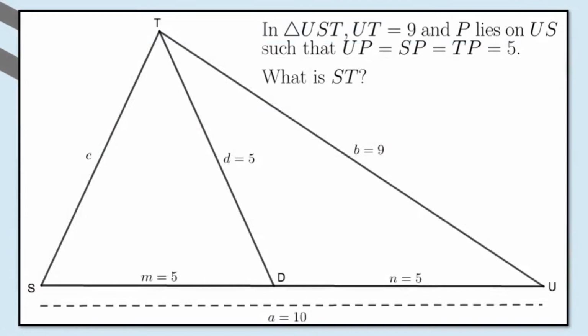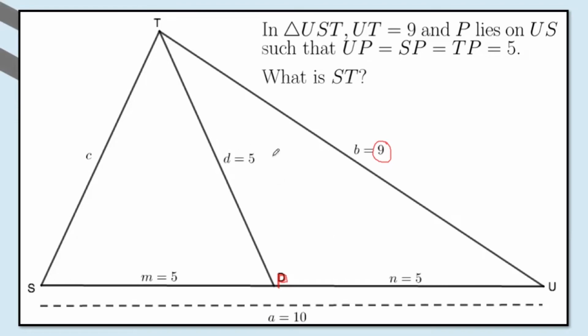All right. Now we have UT equals 9. P lies on US such that UP equals SP equals TP equals 5.